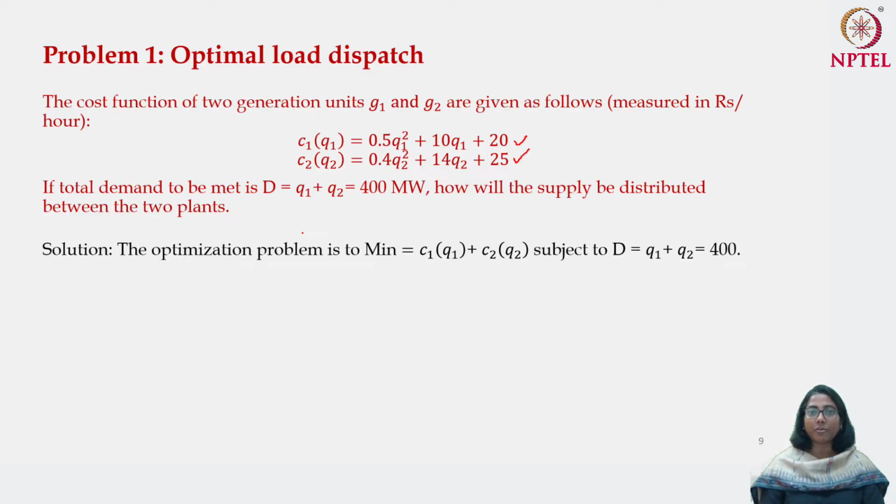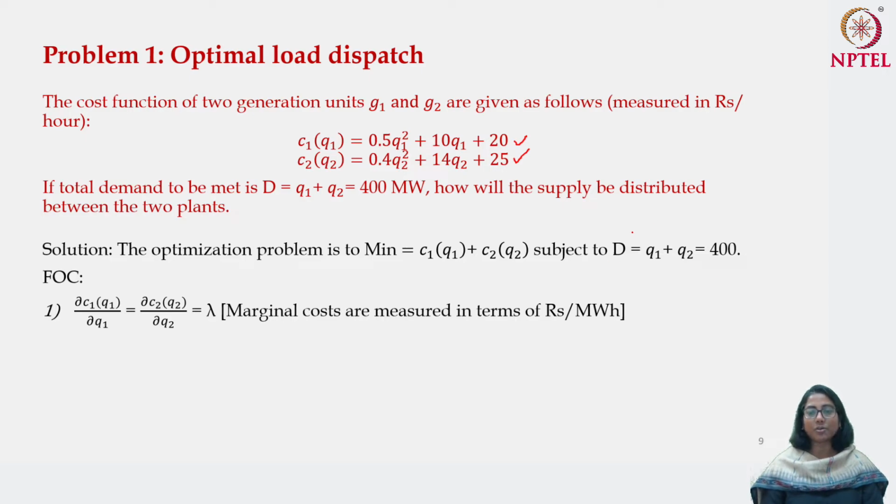Let us start with the optimization problem that we have been discussing. The optimization problem is to minimize C1Q1 plus C2Q2, that is the total cost, subject to the supply constraint D equal to Q1 plus Q2 equal to 400. So let us see how the first order conditions look. We have seen that the marginal cost of the first generating unit will be equal to the marginal cost of the second generation unit, which is equal to the Lagrange multiplier lambda.